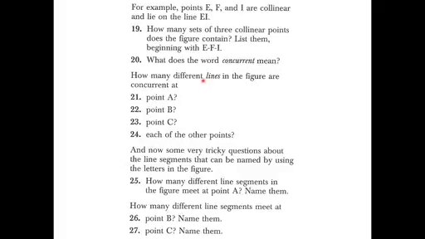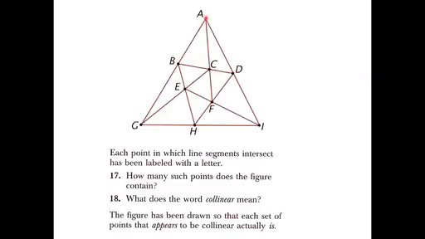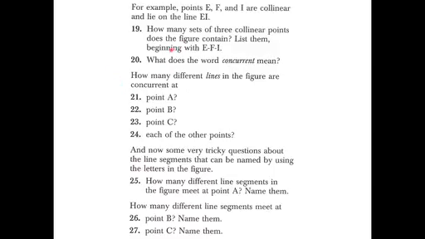Now, notice here. How many lines in the figure are concurrent at A? So there's point A. How many different lines? And now don't say lines go on forever. There aren't any lines. They're talking, of course, about something like this. A segment is part of a line, so that would be 1. And then there are other points. How many are concurrent at B? How many are concurrent at C? How about each of the other points? You might have a few answers here.